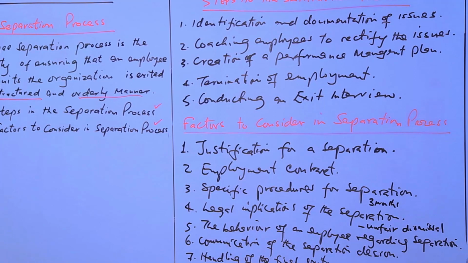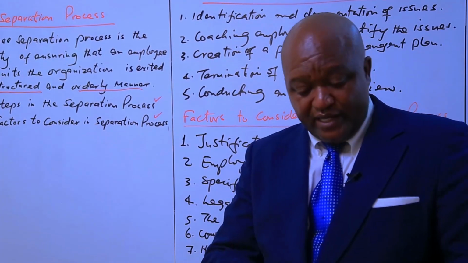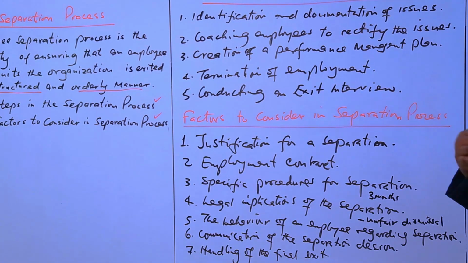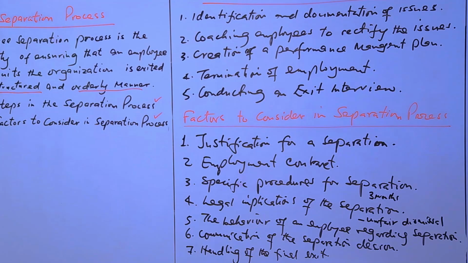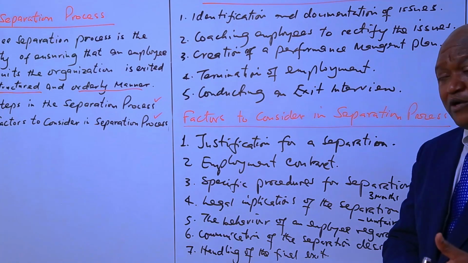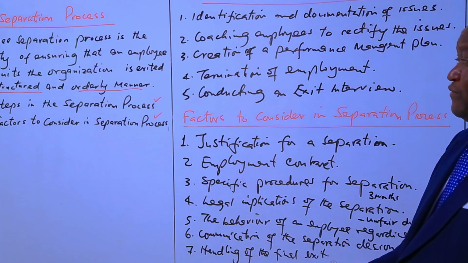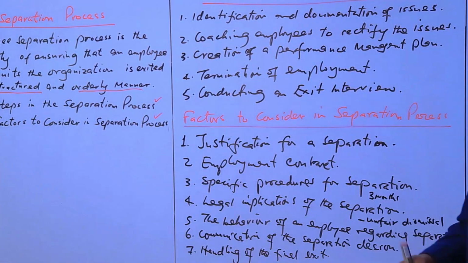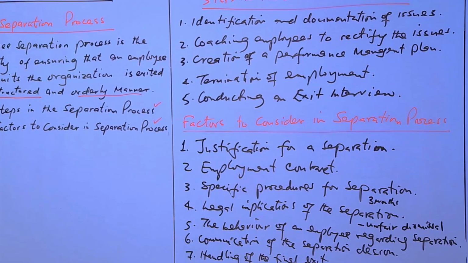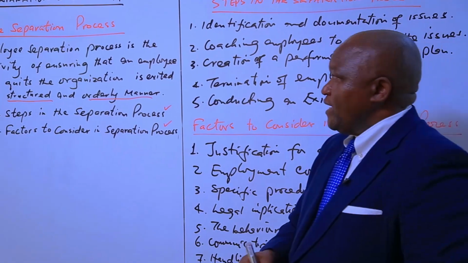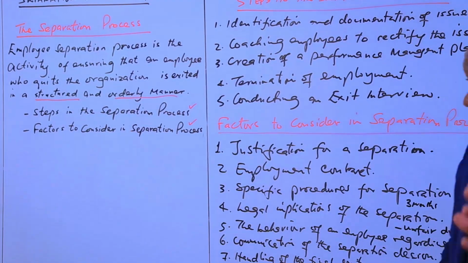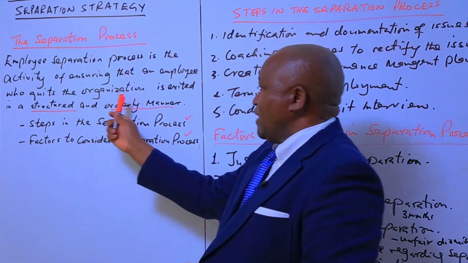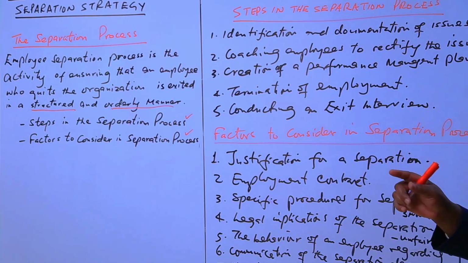So dear learner, this is one of the areas that are very emotive and very emotional in the human resource management process, but somehow it has to be handled, because at one point or the other, we have seen that an employee may have to leave an organization, maybe they are resigning, they are being dismissed, they are being declared redundant, or the workers are separating due to maybe involuntary means and so on. So these will have to be handled, and we have indicated that it has to be handled in a structured and orderly manner. So in our lesson today, dear learner, we have been looking at the separation process under the separation strategy topic, and we have looked at what is meant by the separation process, and we have indicated that employee separation process is the activity of ensuring that an employee who quits the organization is exited from the organization in a structured and orderly manner.